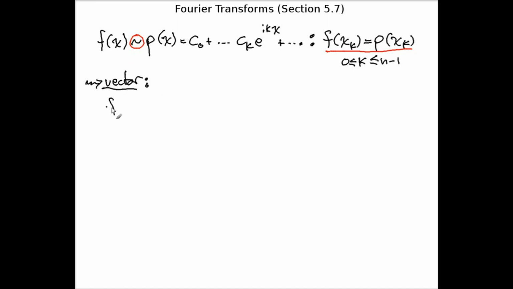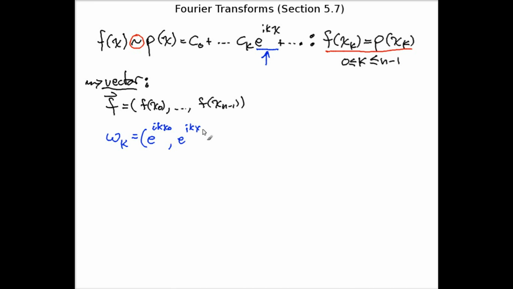Well, you have this vector f of x, which is f of x0 up to f of x n minus 1. And for each of these exponentials, e to the I kx, you get a similar vector, which is omega k, which is the values of this function at these points, which is to say e to the I k x0, e to the I k x1, up to e to the I k x n minus 1.